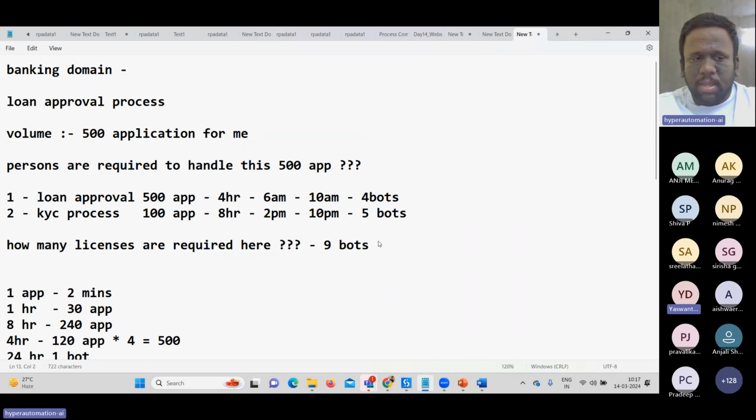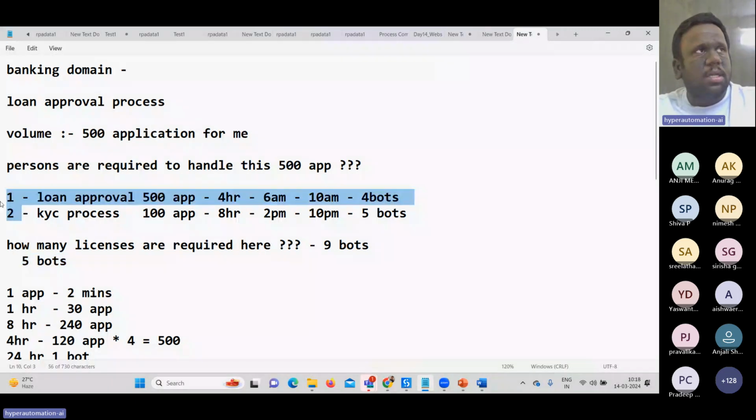But in the RPA domain, it is 5 bots, because your utilization of these bots is from morning 6 a.m. to 10 a.m. After 10 a.m., your bots are still open and not working. Basically, they're free after this time frame, so you can utilize these bots in the other process. Bots are nothing but your runtime executors. When you execute your Java code, you execute it in a compiler, right? That is what we call a bot here. So to run these 2 processes, you require only 5 bots.